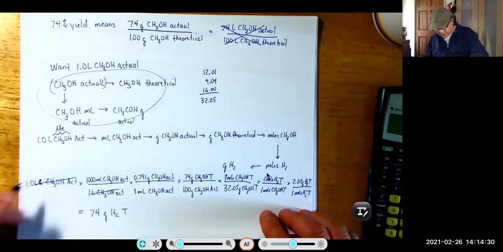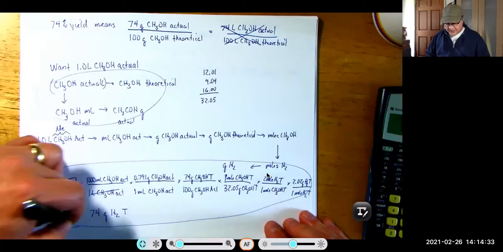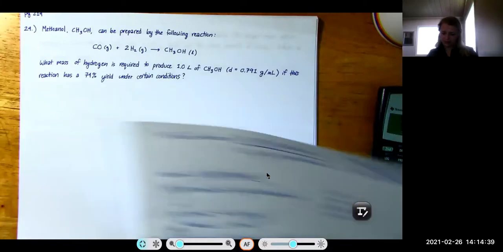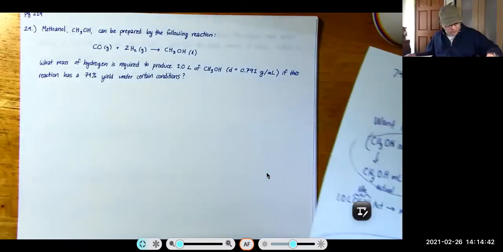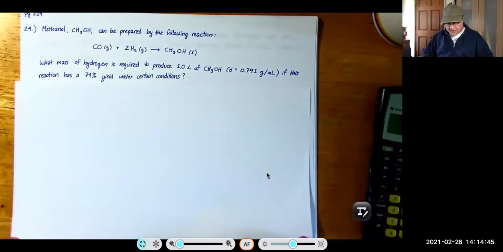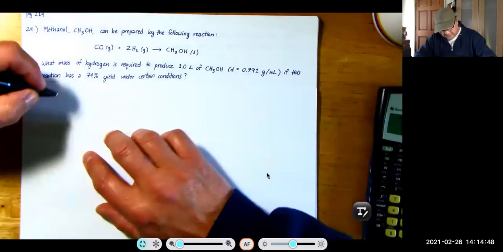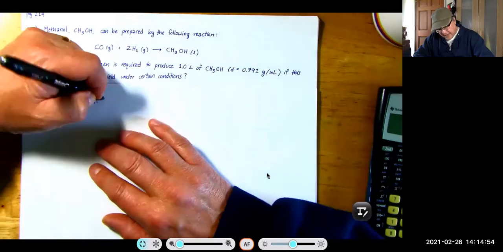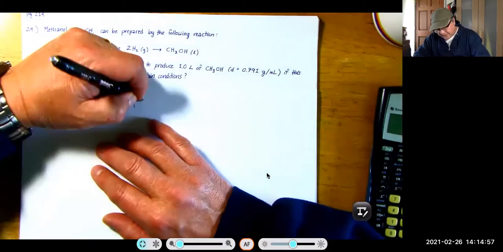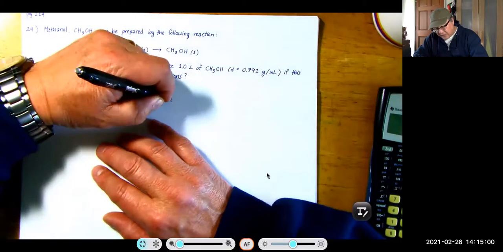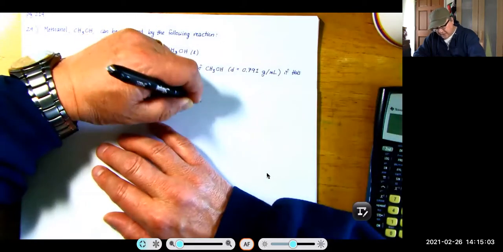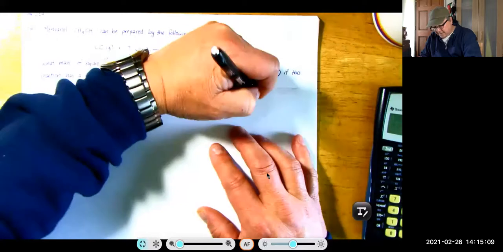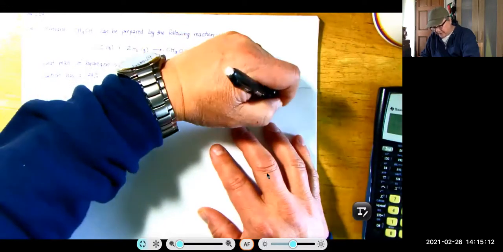Okay, so this is the kind of work you would expect to see. Now, for a problem like this, let me show you another way to do this that would also be acceptable. So we're going to break this into 2 parts. The first part is going to be, number 1, figure out how many grams of CH3OH theoretical you need to get 1.0 liters actual.